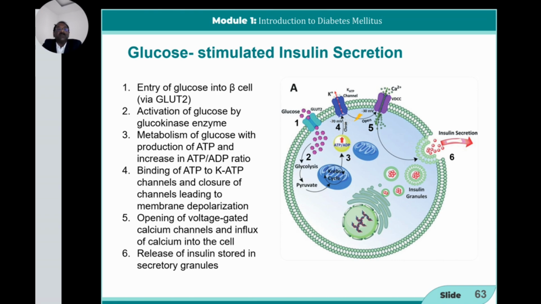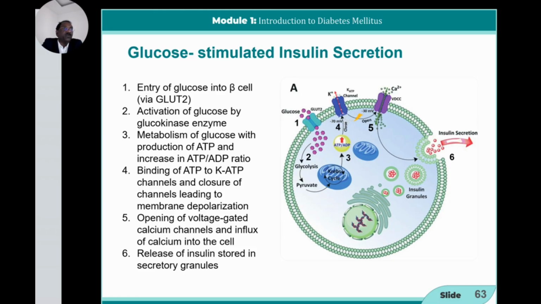Okay. So after glucose enters the cell, it contains more and more ATP. More ATP means more energy. So the binding of the ATP to the potassium ATP channels and closure of the channels leads to membrane depolarization. You have two types of channels in the beta cell, potassium channels and calcium channels. So the potassium channels will close and calcium channels will open. Once the calcium channels open, whatever insulin is formed will be released into the portal circulation. That is how glucose will stimulate the release of more and more insulin.